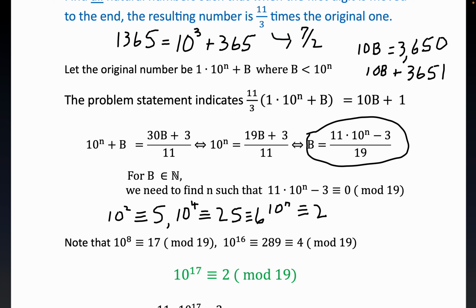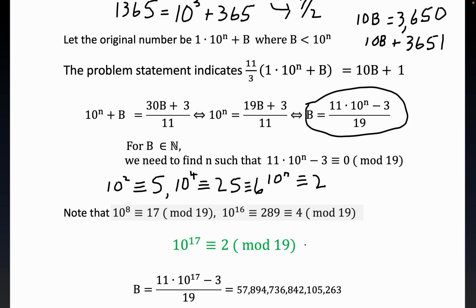But 25 divided by 19 leaves a remainder of 6, right? And then you would get 10 to the 8th would be 36, but that leaves a remainder of 17, and on and on and on. And when you carry on like that, you end up getting 10 to the 17th, okay? So it's congruent to 2. So 17 is kind of our magical n right here, okay?